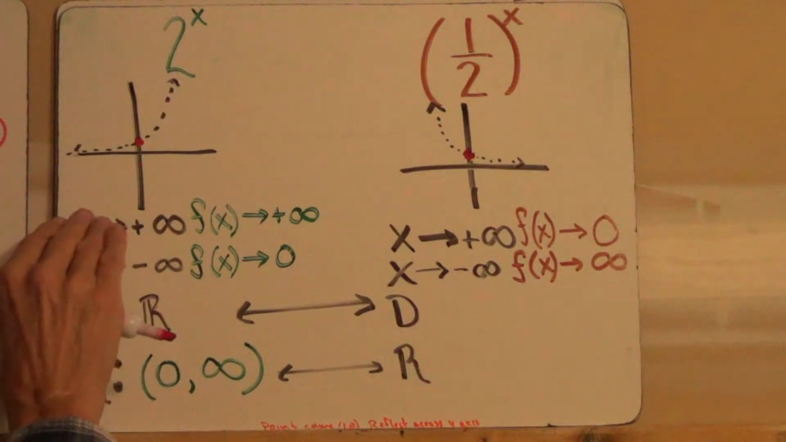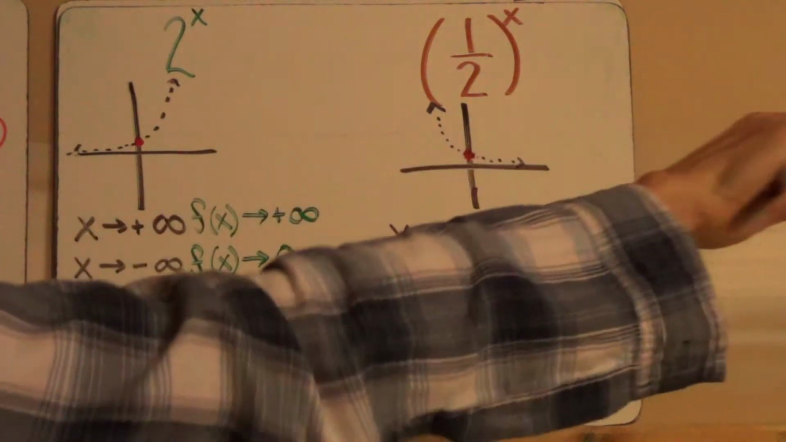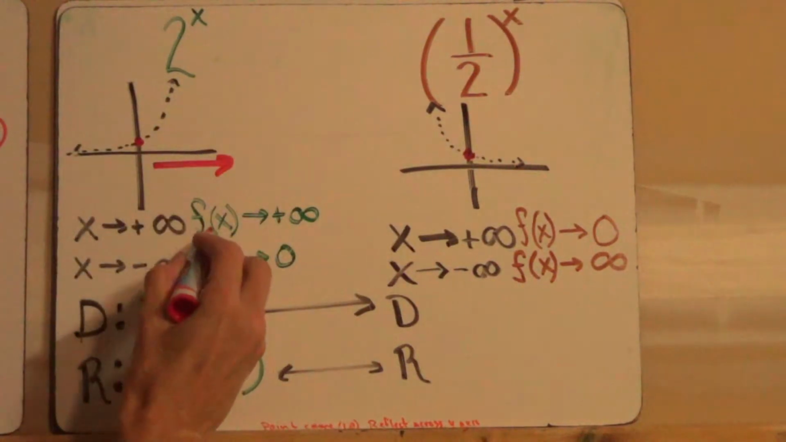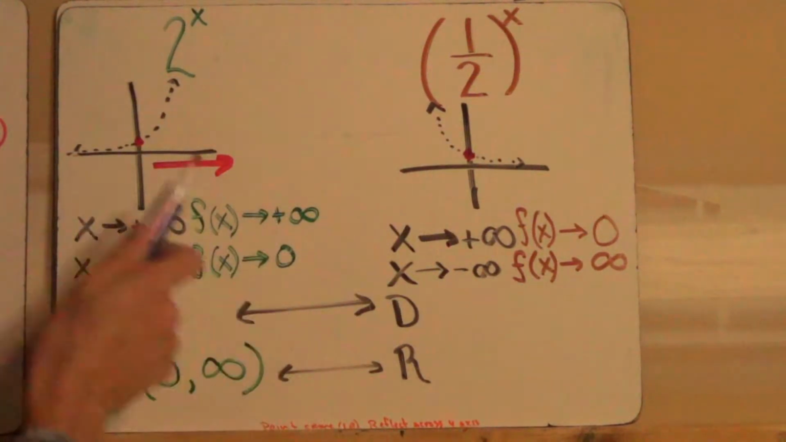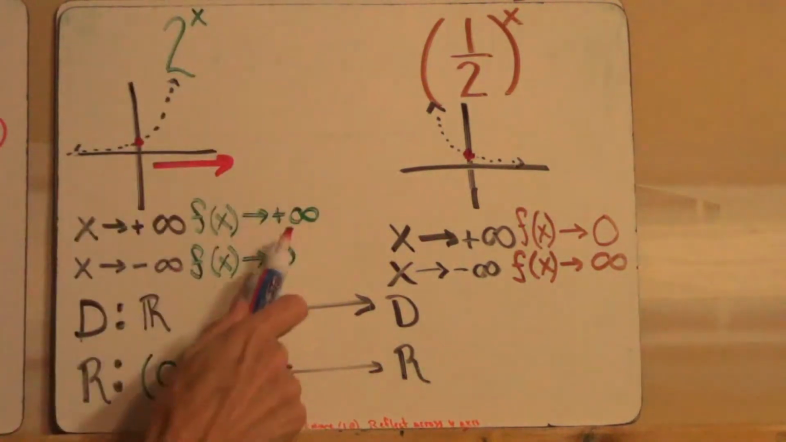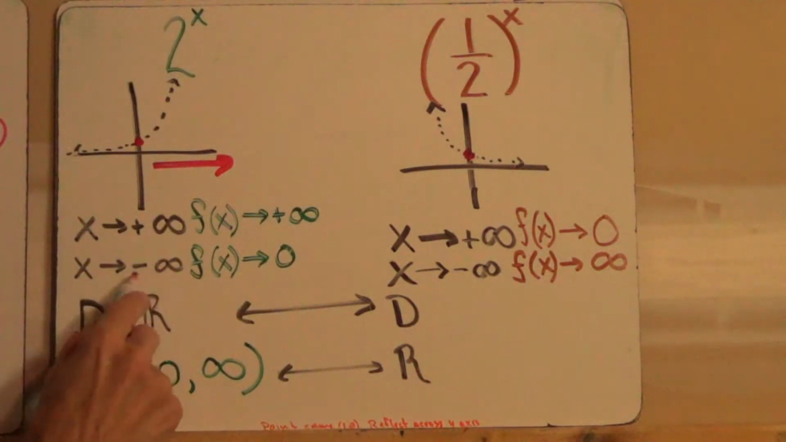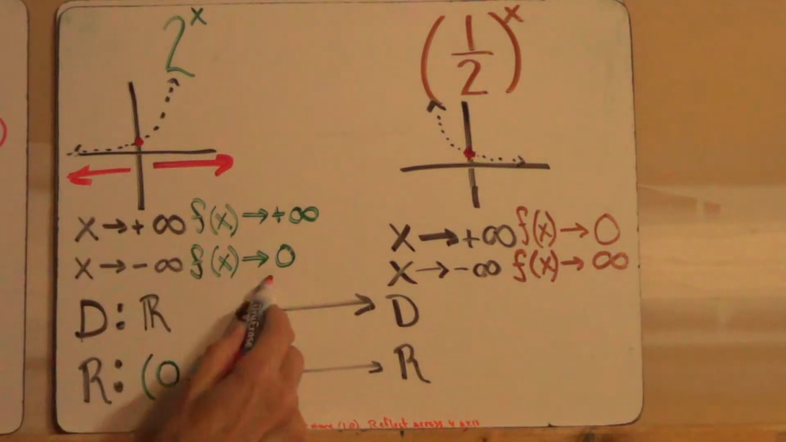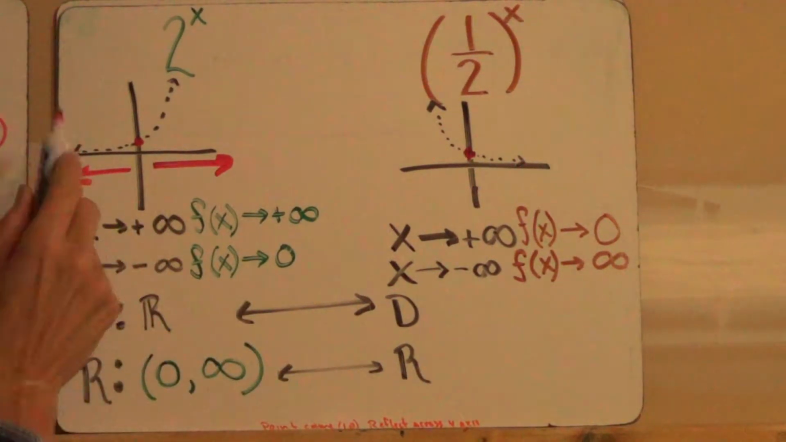When x increases without restriction this direction, what's happening to the y? The y is going to infinity. When x is going towards negative infinity, this direction, what's happening to the y? It's getting closer and closer to 0.